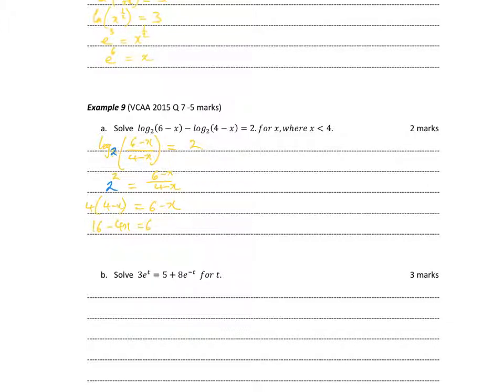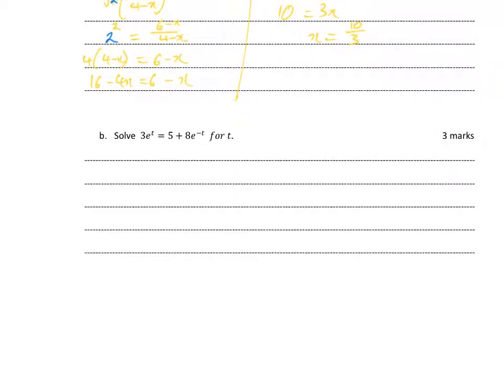4x equals 6 minus x. Take the 6, so we'll get 10. 4x comes across, equal to 3x. So x is equal to 10 on 3. 10 on 3 looks okay there. So let's assume we didn't make any errors.